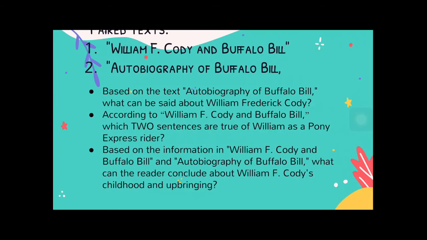So here are some examples. We're going to see later on in our lesson these two texts, William F. Cody and Buffalo Bill, and Autobiography of Buffalo Bill. If I'm being asked a question, I need to figure out which text I'm supposed to answer based on. So the first question says, based on the text Autobiography of Buffalo Bill, what can be said about William Frederick Cody? That means I'm only going to look at Autobiography of Buffalo Bill to answer the question. I'm just going to go look at that text and see if I can find evidence for my answer there.